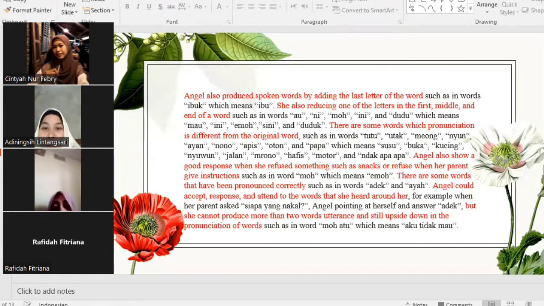Angel also produced spoken words by adding the last letter of the word. She also reduced 1 of the letters in the first, middle, and end of a word. There are some words whose pronunciation is different from the original word. Angel also showed a good response when she refused something such as snacks, or refused when her parent gave instructions. There are some words that have been pronounced correctly. Angel could accept response and attend to the words that she heard around her, but she cannot produce more than 2 words utterance and is still upside down in the pronunciation of words. Next slide, please.